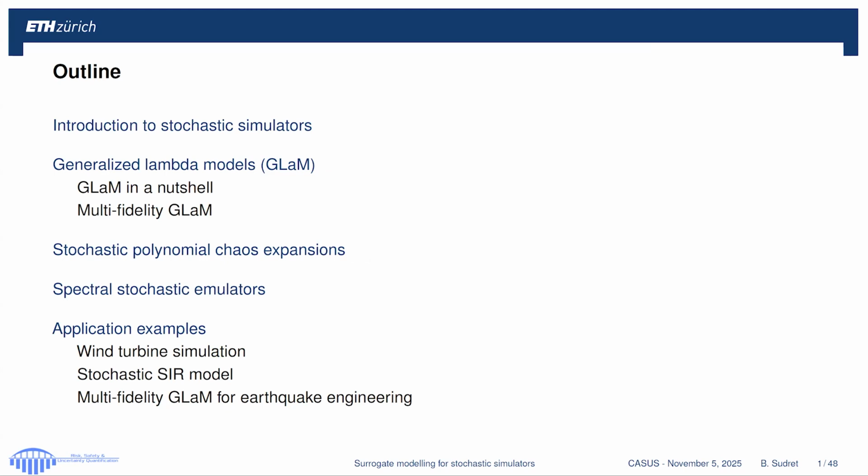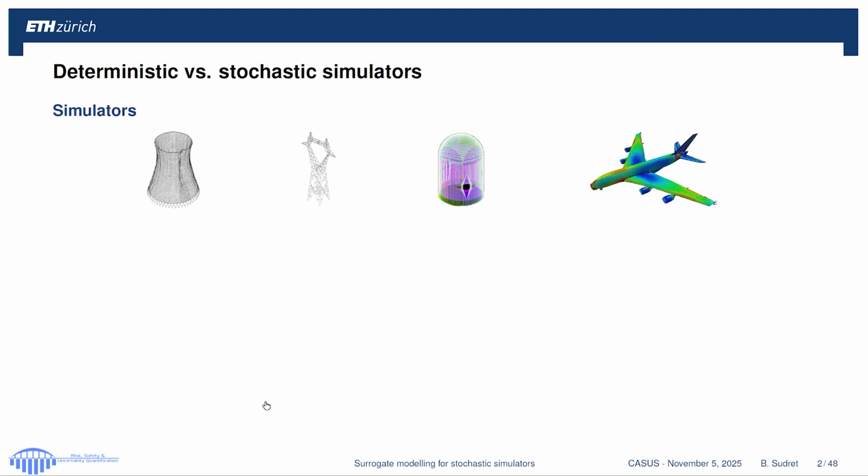So I will, well, first of all, explain what we understand as stochastic simulators, as basically simulation techniques that appear in many different disciplines, and why we need surrogate modeling, what it is, and then I will present different techniques that we have developed to build these so-called surrogate models. I will talk about generalized lambda models, that's one technique, stochastic polynomial chaos expansions, and finally spectral stochastic emulators, and then show a number of applications.